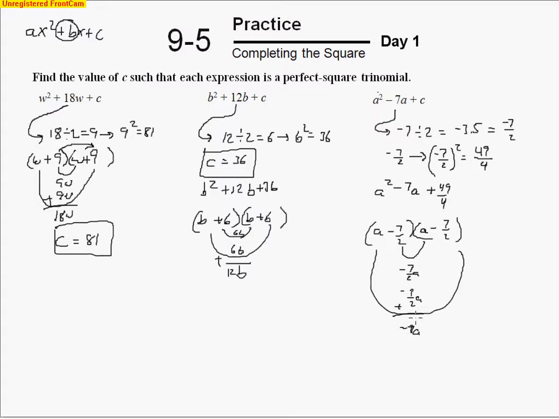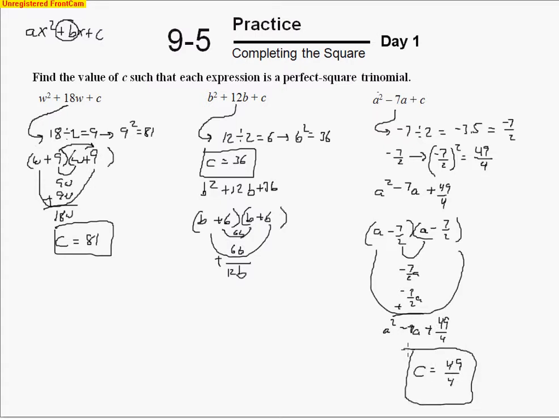So that matches our middle term right here. In the first terms, a times a makes a squared. In the last terms, negative 7 halves times negative 7 halves makes a positive 49 fourths, so it did end up working out. So that's all we're going to do with those problems. Again, that c value was 49 fourths.